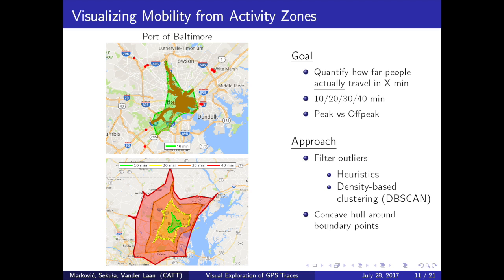Here I mention the general approach we've taken to build these isochrones. The first thing you have to do is get rid of anomalous waypoints because we do see some outliers in this data set. We've tried a few different approaches, trying to identify them through heuristics and also some density-based clustering. But in general, you get rid of the outliers and then draw these isochrones around the non-outlier points.